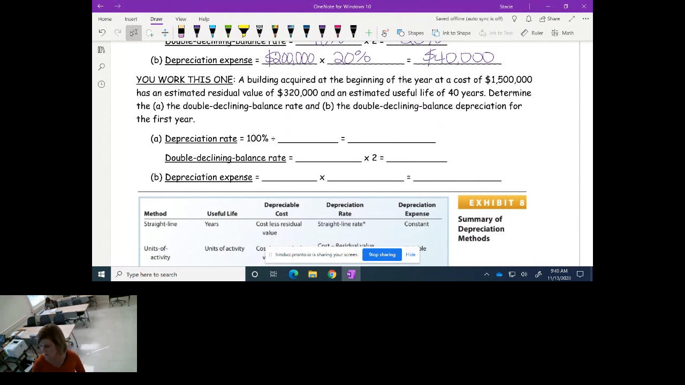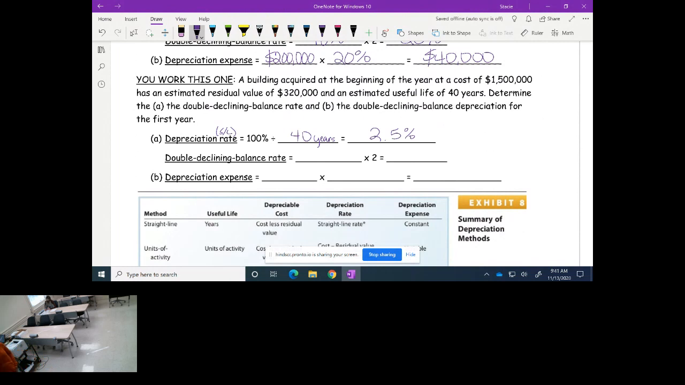All right, so let's see what our straight line rate is going to be first, and then we'll double it. So it's going to be 100% divided by 40 years. So what percentage is that going to be? 2.5%. Okay, 2.5%, and that makes a lot of sense.